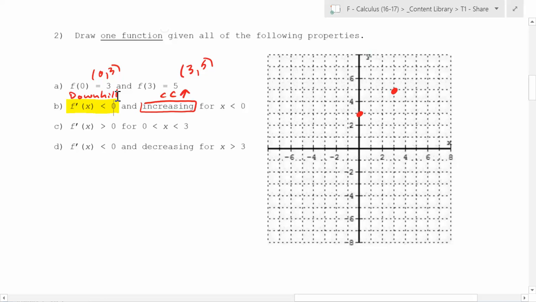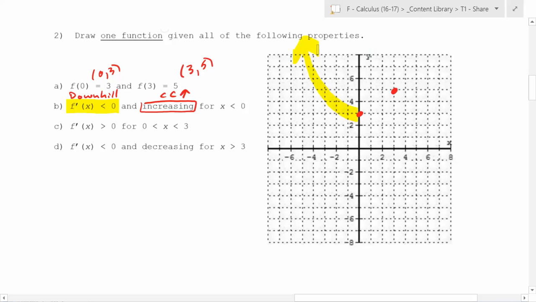With your arm, show me downhill and concave up. Downhill and concave up, right? It's going down and concave up. It's like this. This makes sense, right? It's going down and it's concave up, like it's a cup, right? So it's just this half of the cup. So what's that going to look like? Well, it's going to go down and concave up.